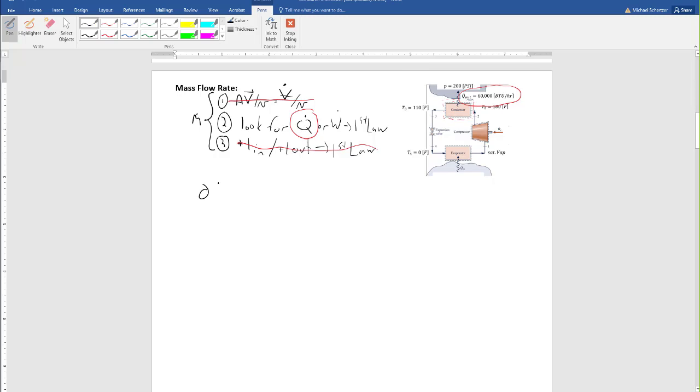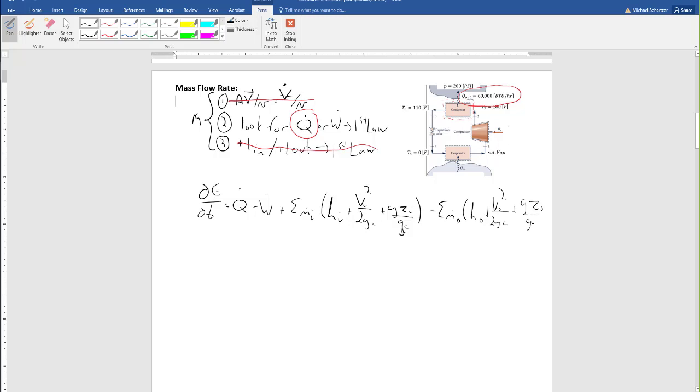Now I'm going to write down my first law. dE by dt is equal to Q dot minus W dot plus the sum of m dot in times h in plus V in squared over 2gc plus g z in over gc, minus the sum of m dot out times h out plus V out squared over 2gc plus g z out over gc. Now this is an imperial problem, and even though I'm going to cancel out the kinetic energy terms and the potential energy terms, I'm going to write them down properly. This is a g, not a q. If it's a problem like this and you don't need the kinetic energy or the potential energy terms, I'm not going to dock you for not putting the gc in here. But obviously, if it was a turbojet problem that was in imperial, you need to get this correct.